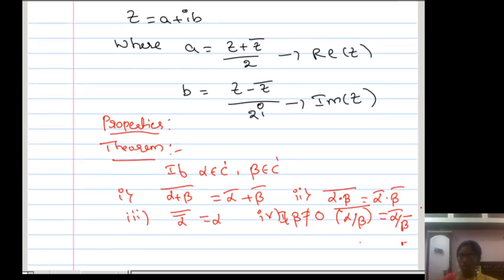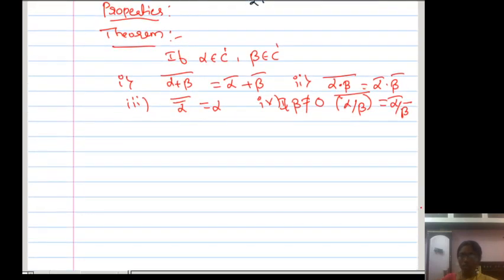You have this in your textbook. Now I want to give the proof and the meaning of that statement. What is the first one? If alpha and beta are two complex numbers, what is the first point? The sum. What is the meaning? The LHS means first do the sum of the two complex numbers, then find the conjugate. Is it equivalent to first finding the conjugates individually, then doing the sum?